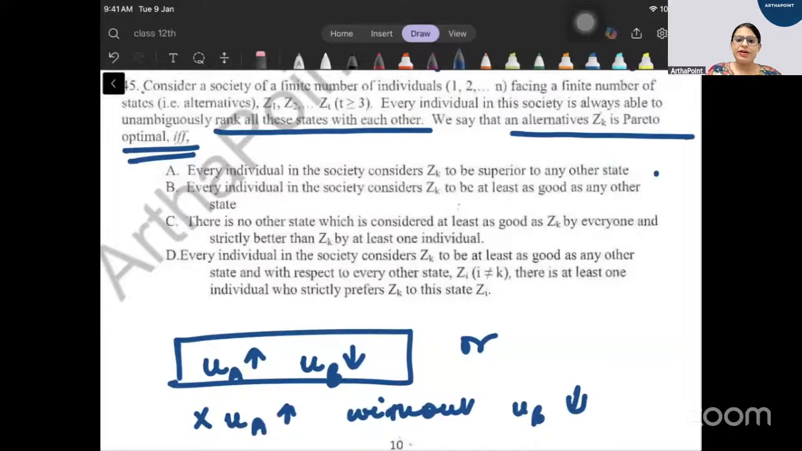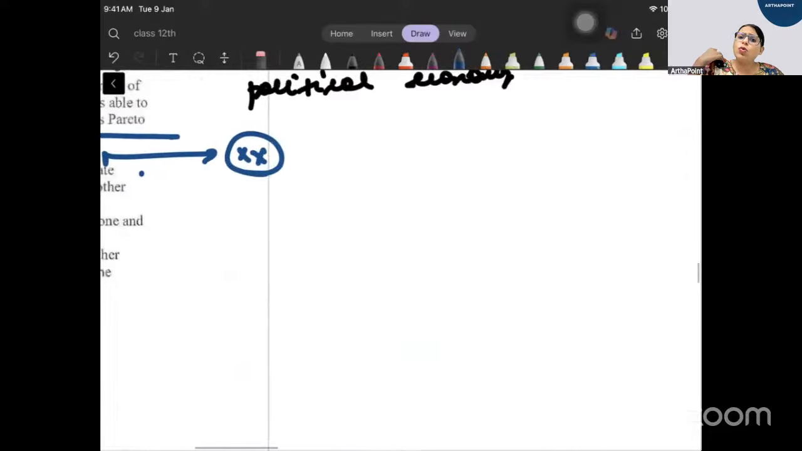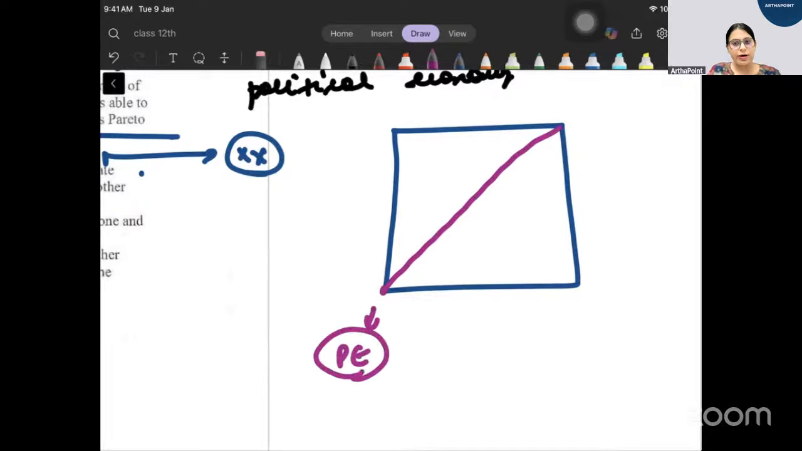So in statement number 1, you will see that every individual in society considers ZK to be superior to any other state. Now, this is not the definition of Pareto efficiency. Pareto efficiency is any point on the contract curve. So you remember the Edgeworth box we draw, right? When we pass a contract curve, even this becomes a Pareto efficient point, and these are also Pareto efficient.